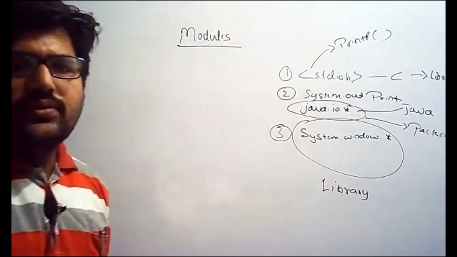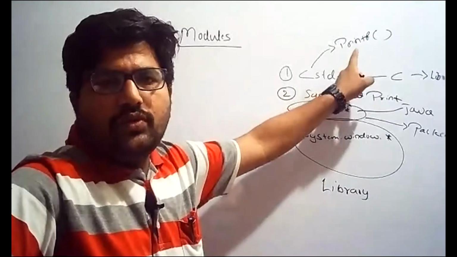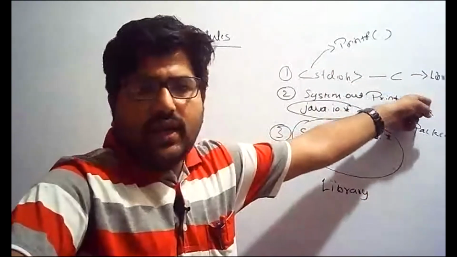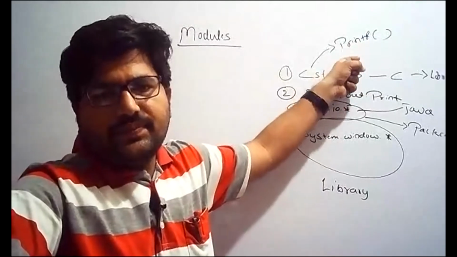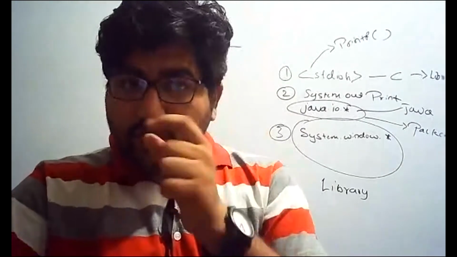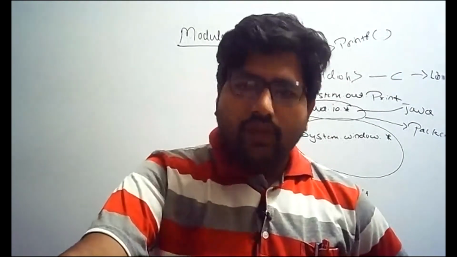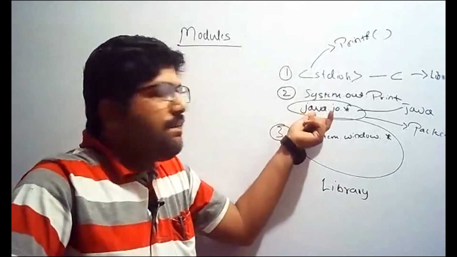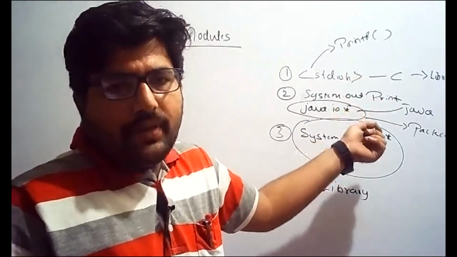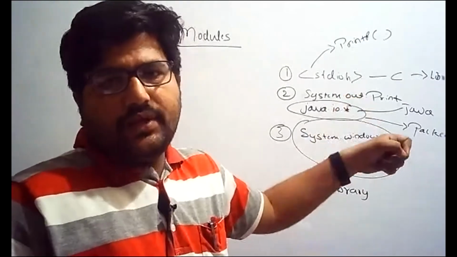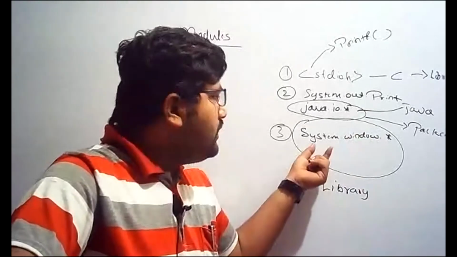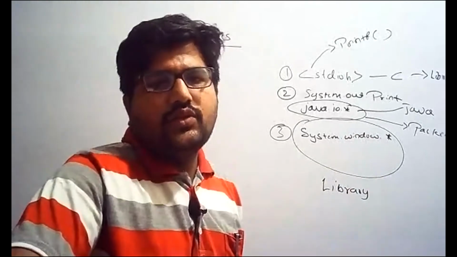If I want to print something in C, I call printf. Before using printf, we use stdio.h because it is a library where printf is present. A library is a collection of useful functions. In the same manner, there are packages for println, for applet and all those things. Here System.Windows.star is used for Windows categories.